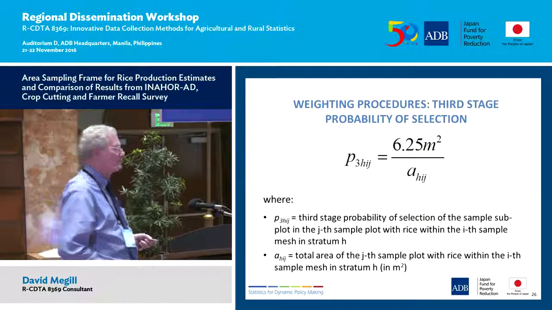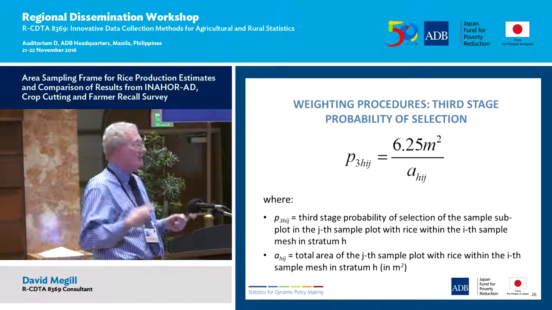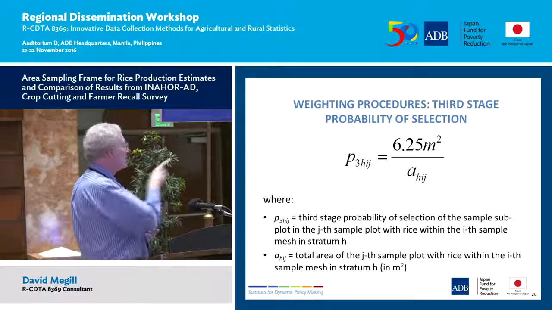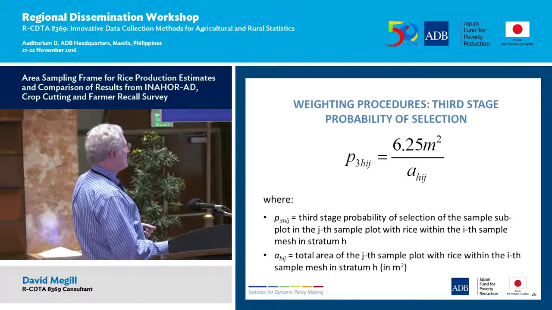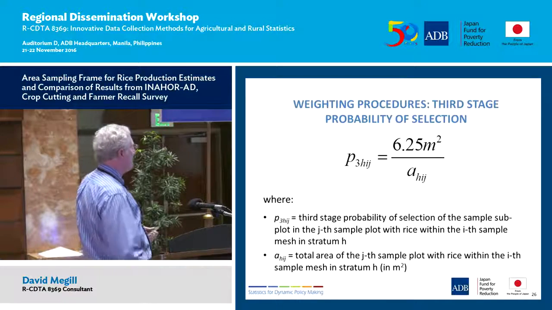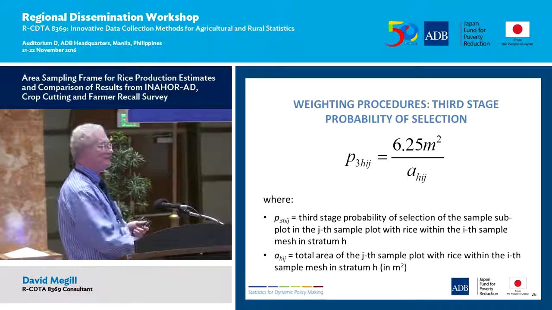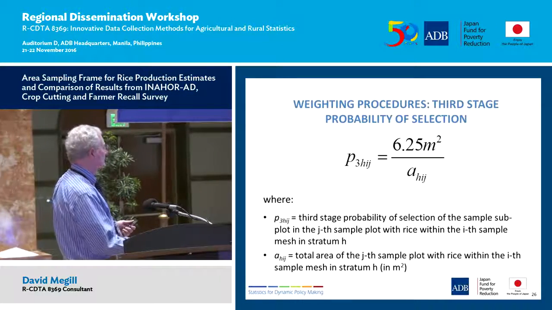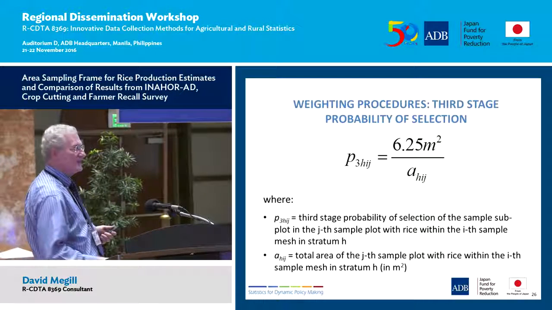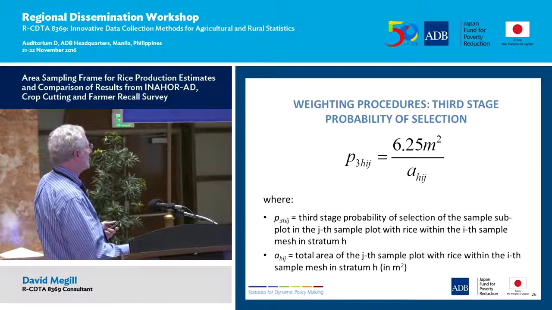Now, at the third stage, remember, we're selecting a subplot within the plot with rice. We randomly go to the point where we find that area, and that area is 6.25 square meters. So the probability of the third stage is just the size of the subplot divided by the size of the entire plot. Okay, so this gives us the third stage probability for the crop cutting data.